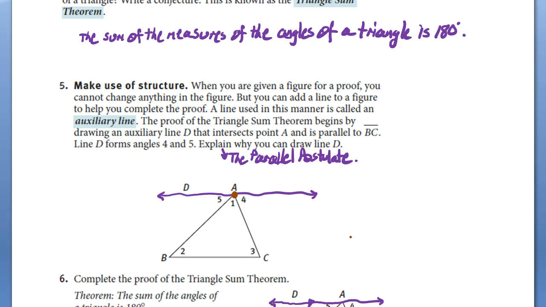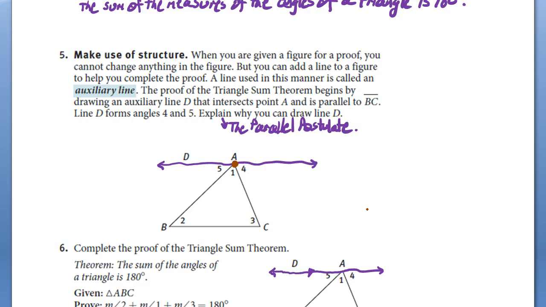Why are you allowed to draw such a line? And this is where the parallel postulate comes into play. Now, I don't remember this from any previous lessons this year. The parallel postulate is a foundational idea in geometry that says through any point, it is possible to draw one line that's parallel to some other line. We assume that that's true. And that's what a postulate is. Again, remember, a postulate is an assumption that something's true.